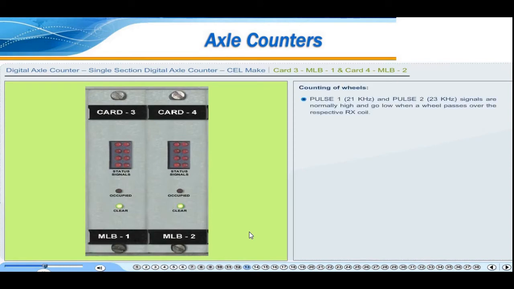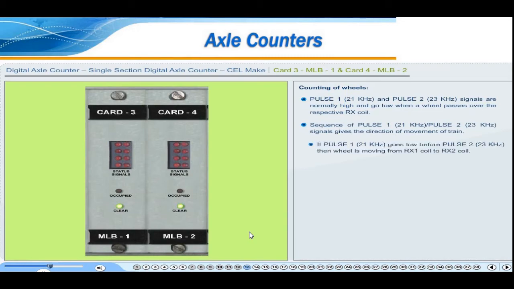Pulse 1, 21 kHz and Pulse 2, 23 kHz signals are normally high and go low when a wheel passes over the respective RX coil. The sequence of Pulse 1, 21 kHz and Pulse 2, 23 kHz signals gives the direction of movement of the train.